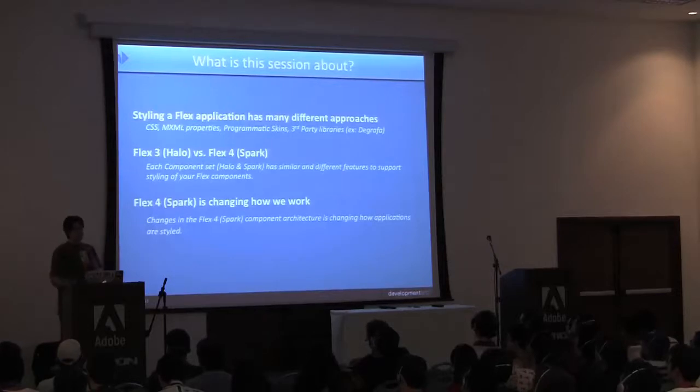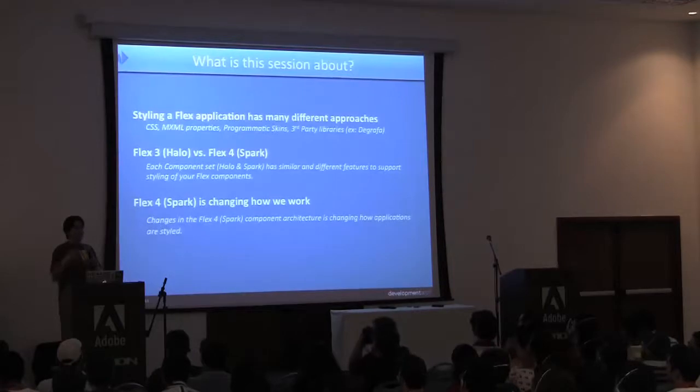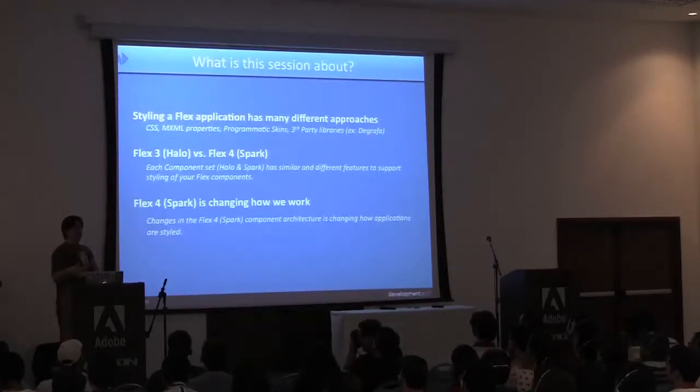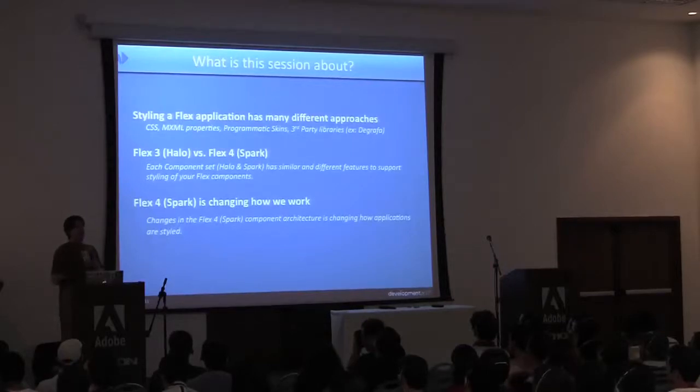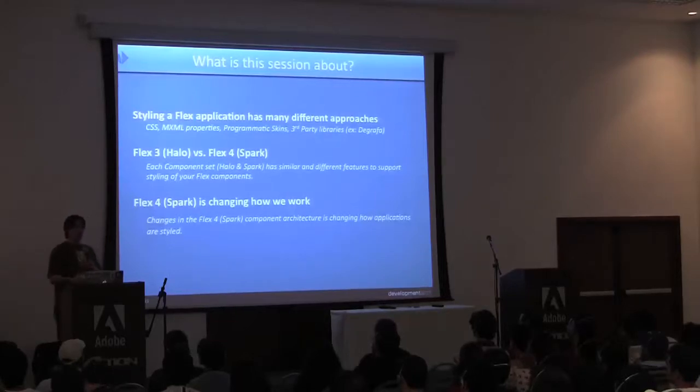in the future. So Flex 3 has been around for a little bit, and there's a component set. When I say a component set, that means a button, a combo box, a drop-down list. How that was designed by Adobe was called Halo. In Flex 4, they've radically changed that and rebuilt all these components from the ground up using a new architecture called Spark. And we're going to look at the differences between Halo and Spark and how this works together.